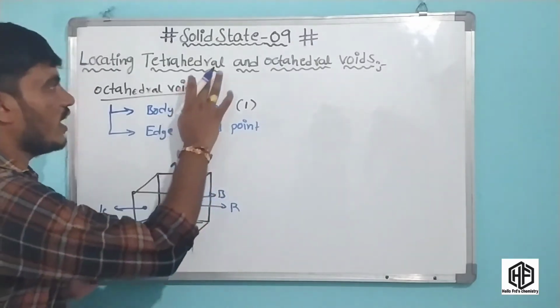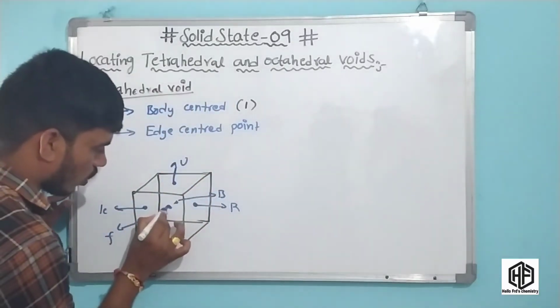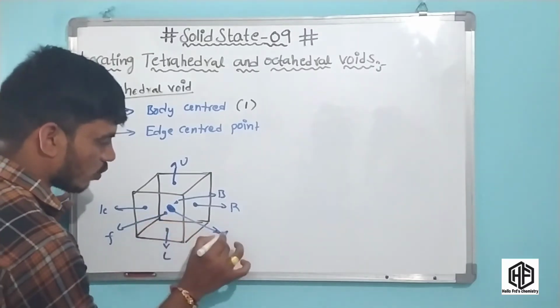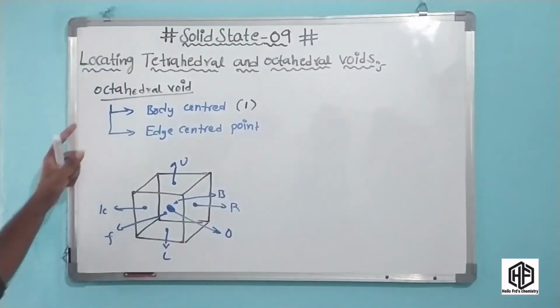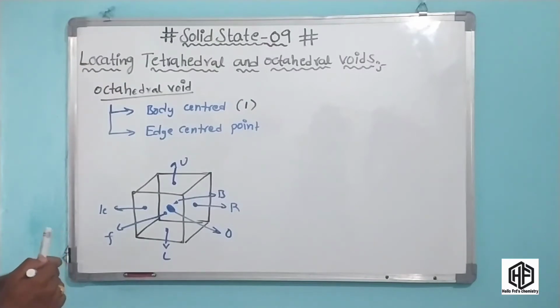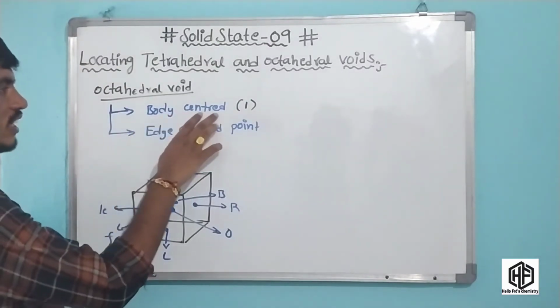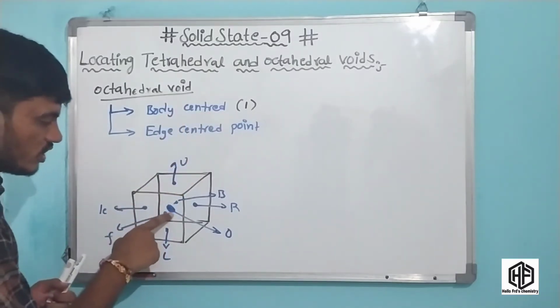That void is called an octahedral void. This void is present in these six faces; they produce a void, and that void is called an octahedral void. In face centered cubic close packing, how many octahedral voids are present? In the body center, one void is present there. That void is called an octahedral void.